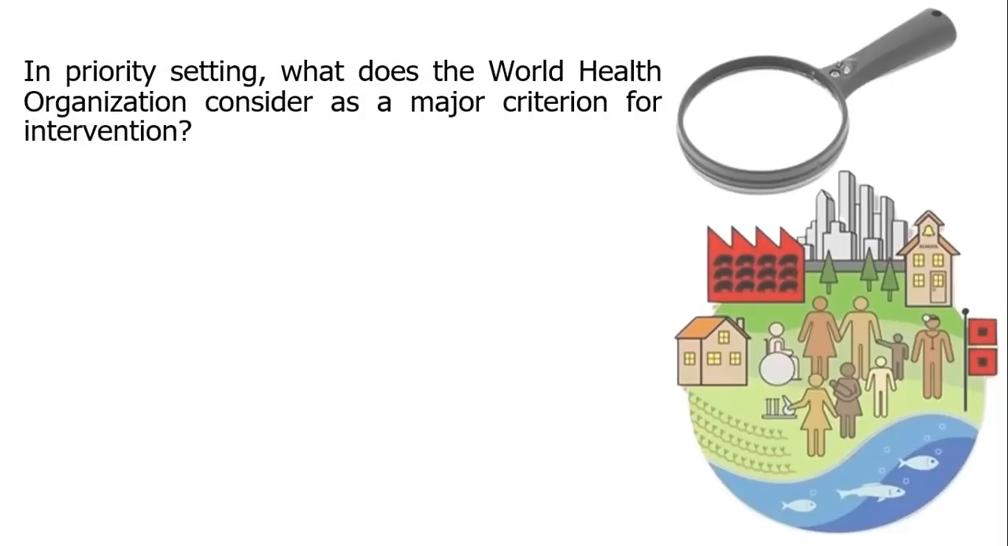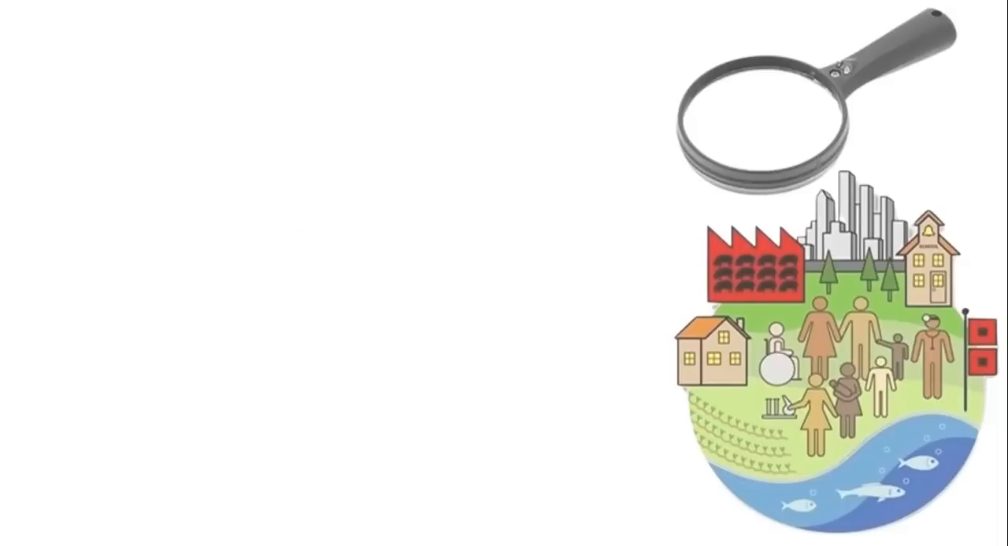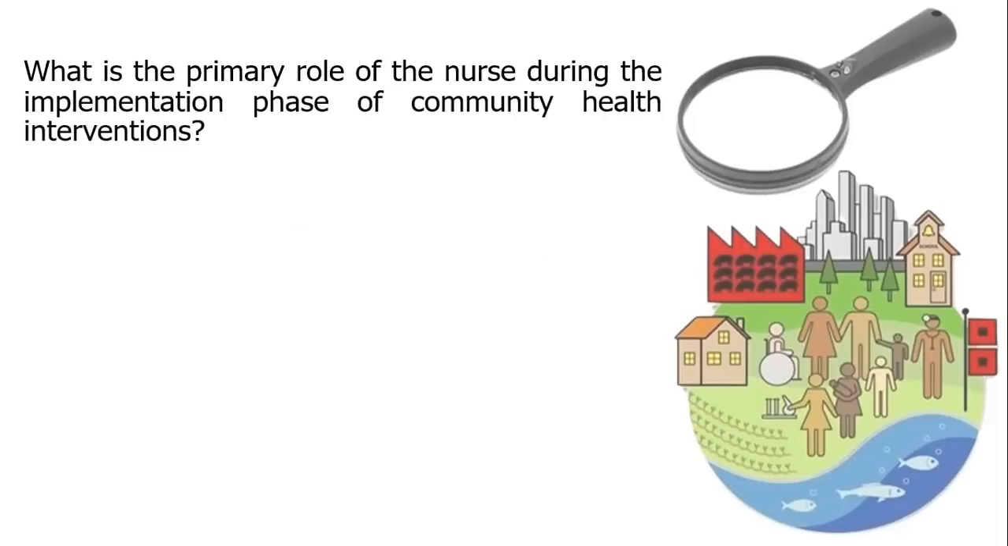In priority setting, what does the World Health Organization consider as a major criterion for intervention? It's the community awareness. So again, that's the major criterion for intervention according to WHO.